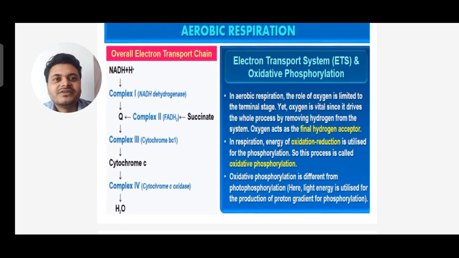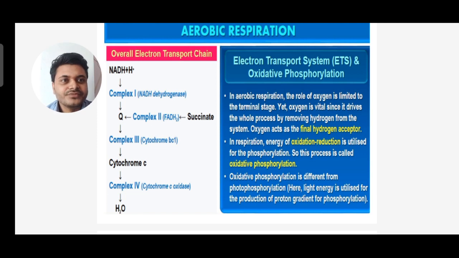Now you can see on the left hand side, the overall electron transport chain is given. You can see NADH plus hydrogen ion. Then it passes through complex 1, that is NADH dehydrogenase. Then it forms ubiquinone. Then complex 2, that is FADH2 in succinate, joins there. Succinate plus complex 2 plus Q. It passes through complex 3 and then cytochrome and then complex 4 and water.